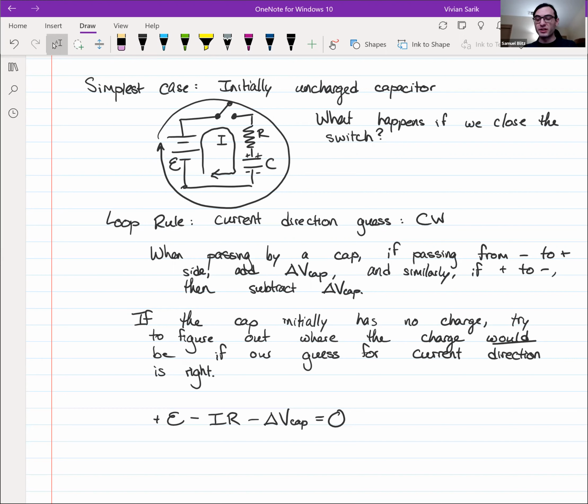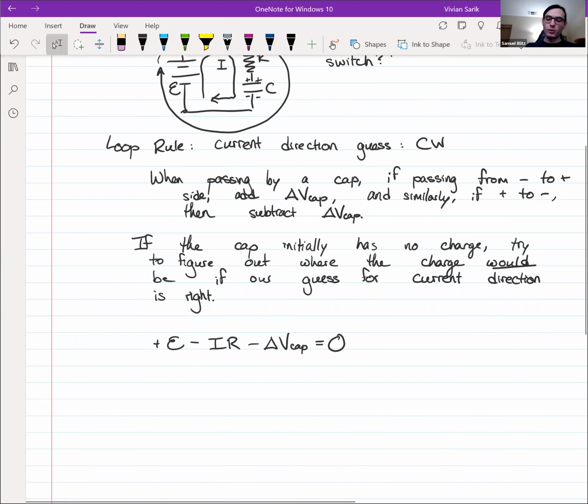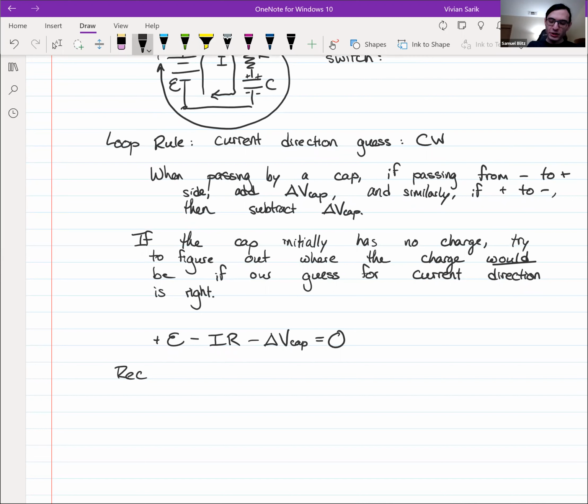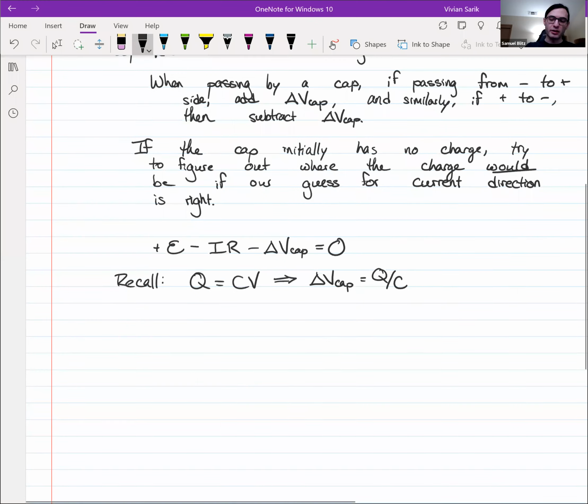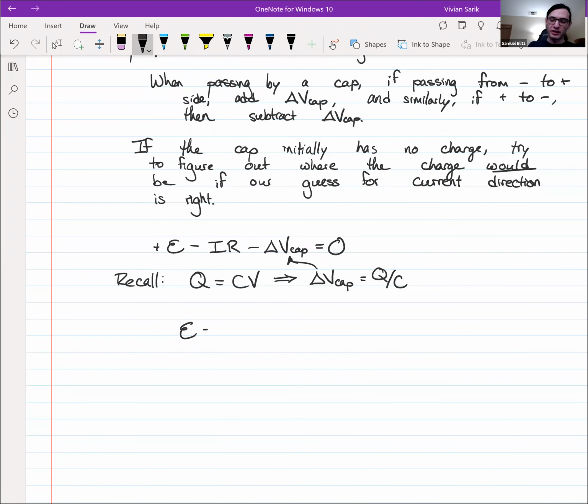So then the question is, what is delta V cap? What is the actual potential difference across the capacitor in terms of variables that are useful? So remember, from the definition of capacitance, that the charge on a capacitor is equal to the capacitance times the voltage across that capacitor. And this voltage really is the potential drop across the capacitor. So delta V cap is Q divided by C. So we can plug that in, and we end up with the formula E minus IR minus Q over C equals 0.